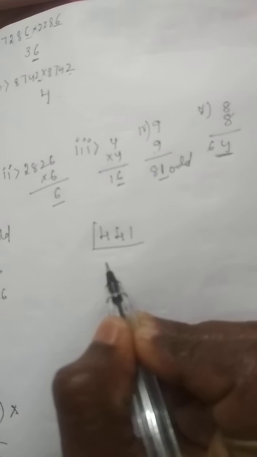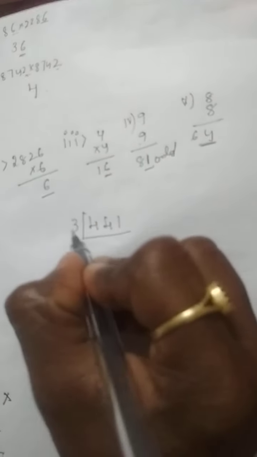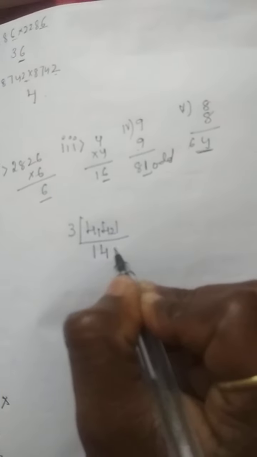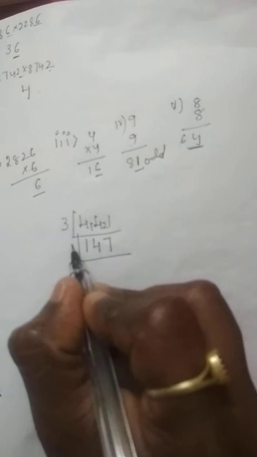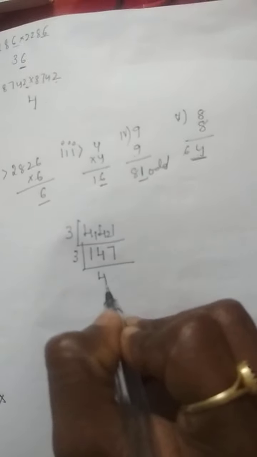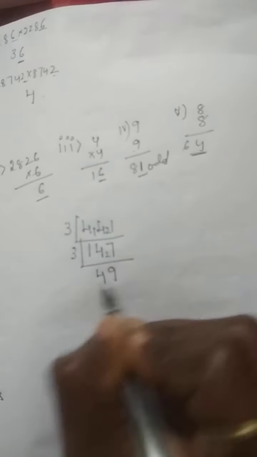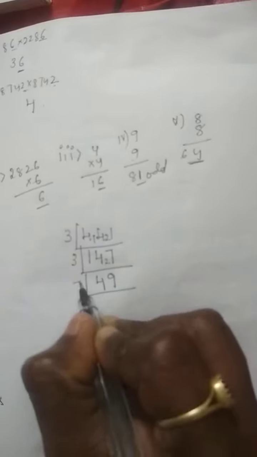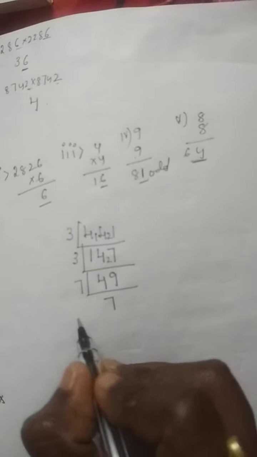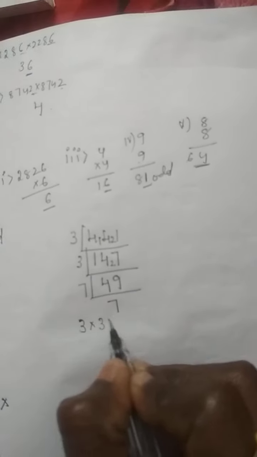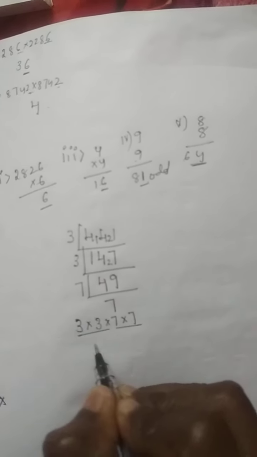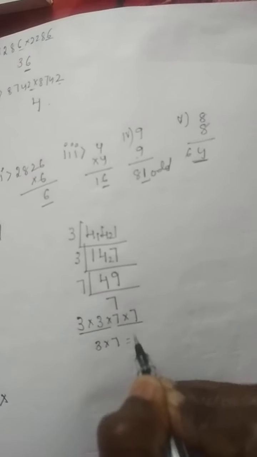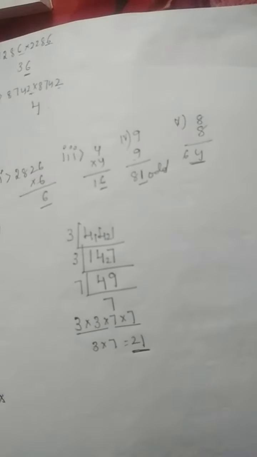Find the square root of the following number by prime factorization. 441: 3 into 3 into 7 into 7. 3 into 7 is 21. So the square root is 21.